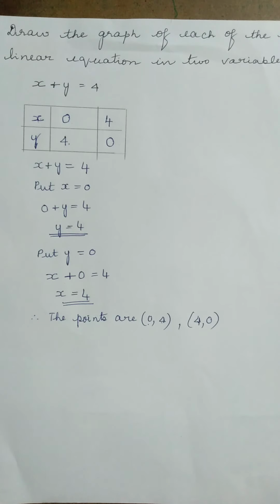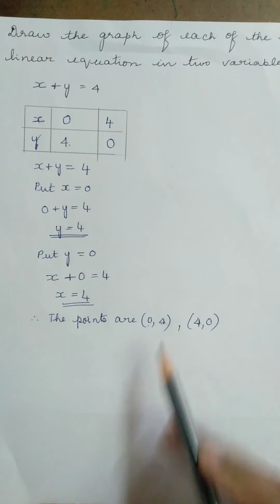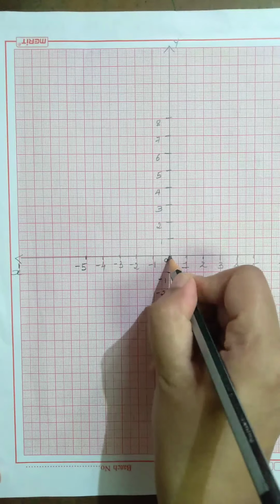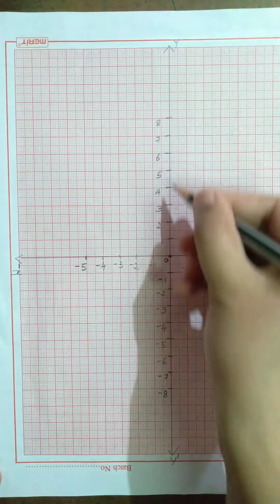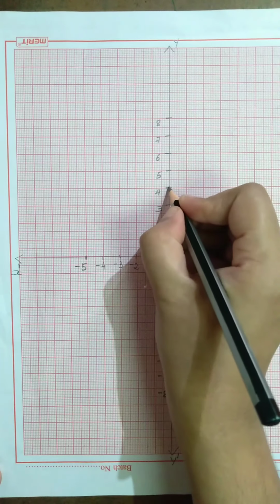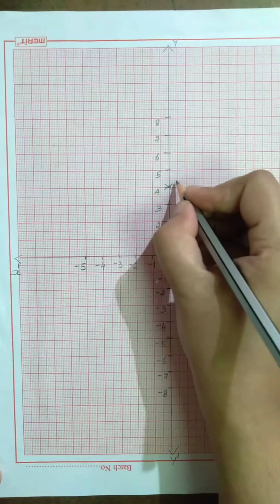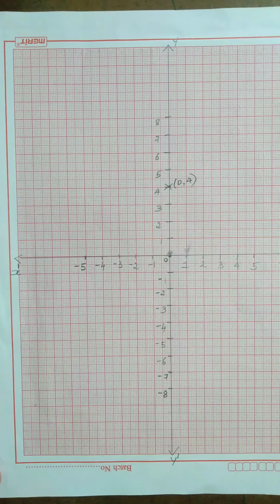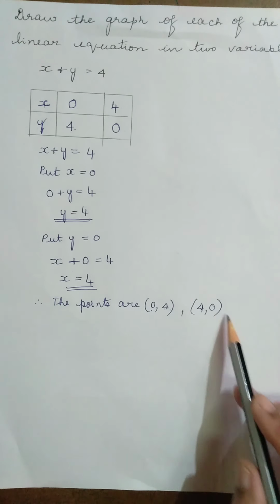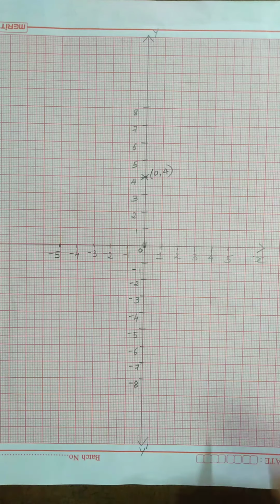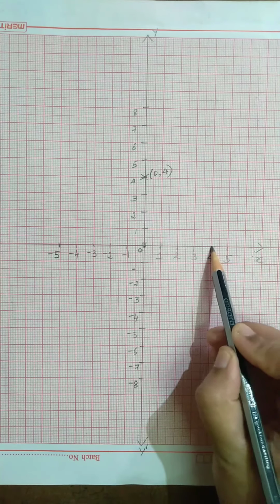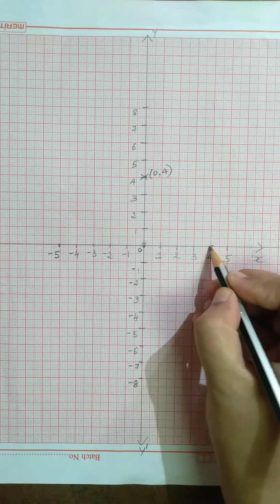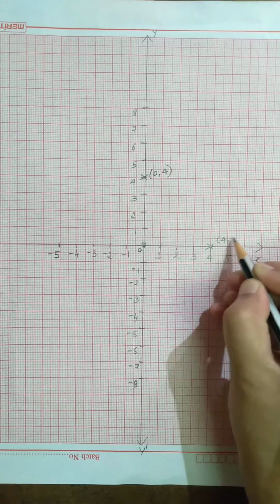Let us plot the first point, that is (0, 4), in the graph. So here we have 0 on the x-axis and this is the y-axis. So (0, 4) comes here, the point. So mark here and write (0, 4) is the first point. The next point is (4, 0). So, first we have to plot the x value, that is 4, and 0 is on the straight line. So, the point will be here. So, this will be (4, 0).